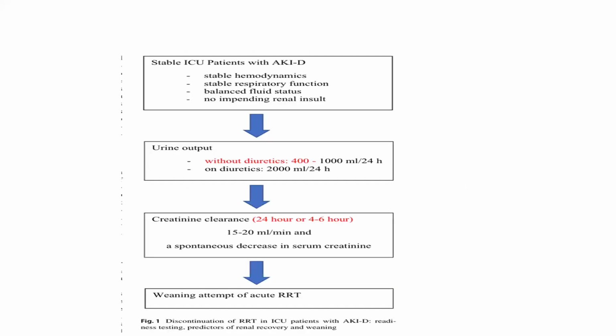Now, this is the algorithm showing the discontinuation of RRT in the ICU patient. So first, the patient should be stable, that is stable hemodynamics, stable respiratory function, balanced fluid status, no impending renal insult. Then the urine output, without diuretics, the patient should maintain urine output of 400 to 1000 ml per 24 hours. If the patient is on diuretics, then 2000 ml per 24 hours. Then about the creatinine clearance, 24 hours or 4 to 6 hours, it should be 15 to 20 ml per minute and spontaneous decrease in serum creatinine. Then we can attempt the weaning of acute RRT.